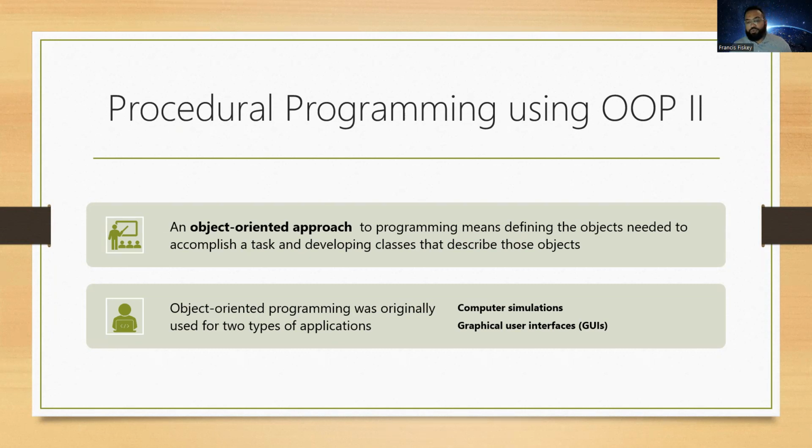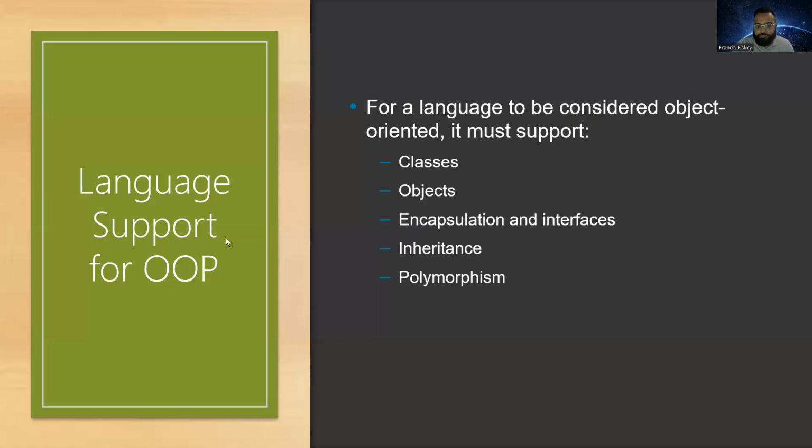But what we want to stress in this situation is that objects themselves are not bad. Now, OOP was originally used for two types of applications: video games and GUIs. And we still use it today for a lot of other things as well. Now, for a language to be considered an OOP language, it's very important that that language have a few things: classes, objects, which constitute abstraction, by the way, encapsulation, inheritance, polymorphism.